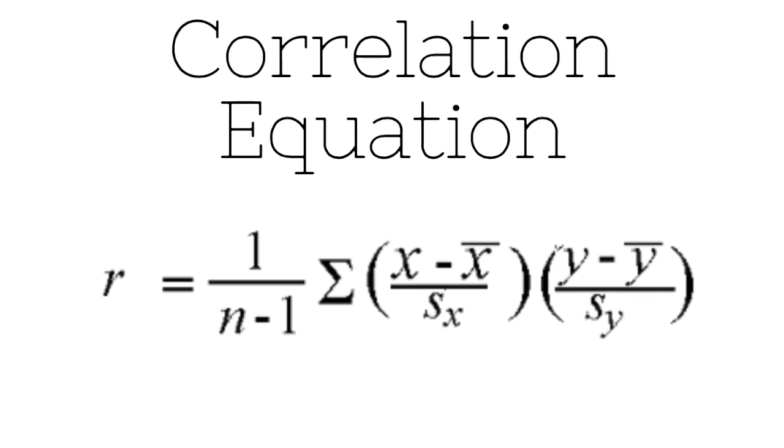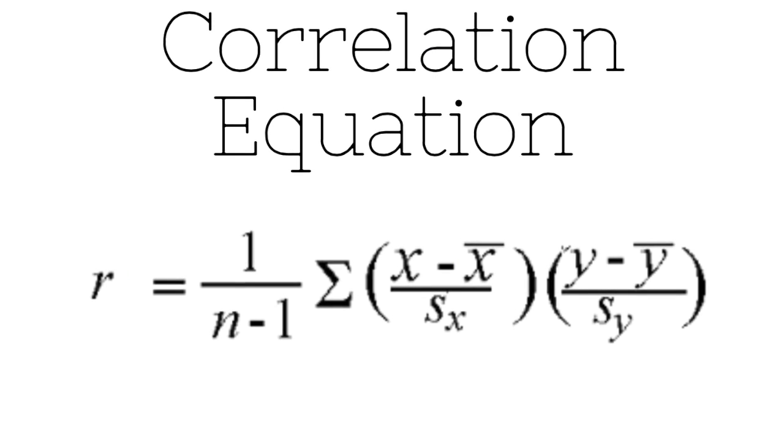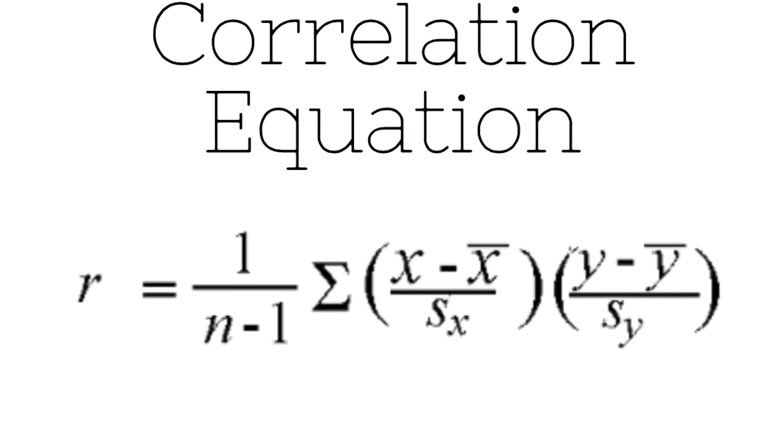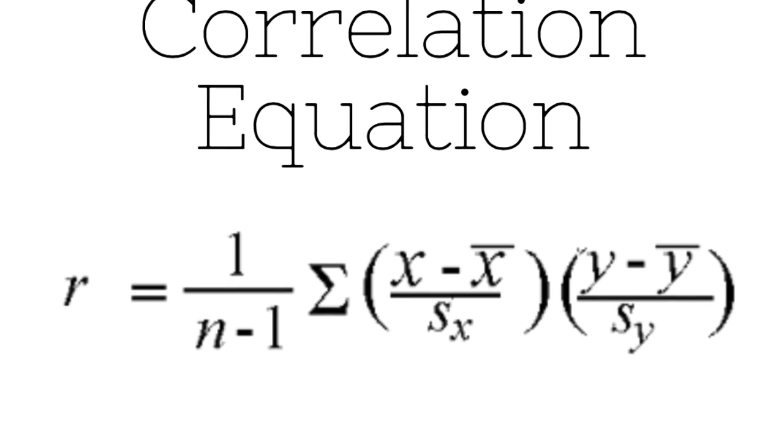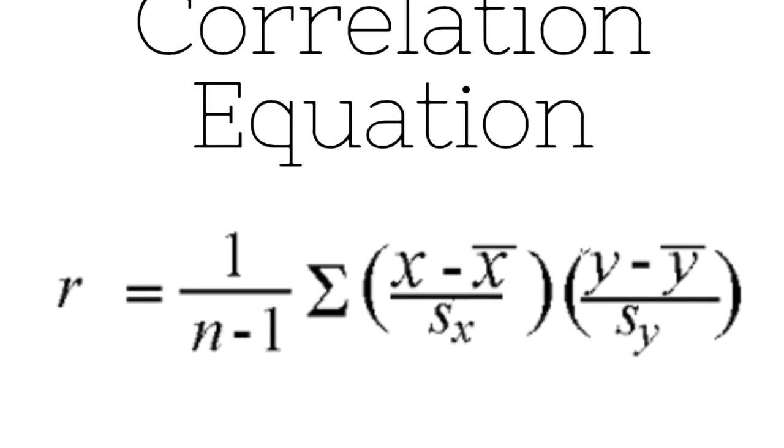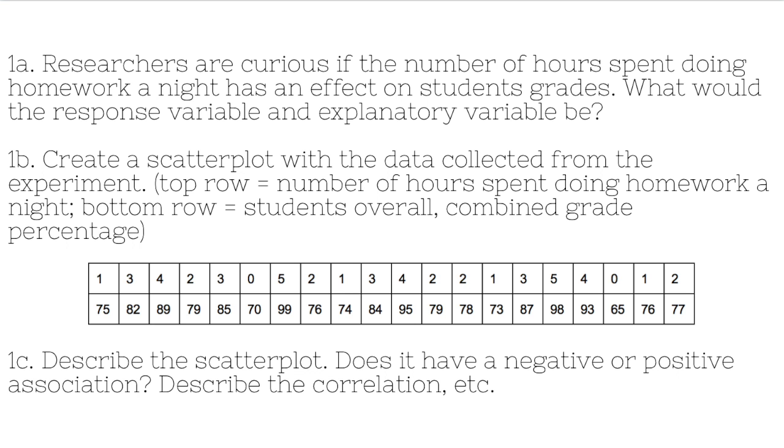Correlation cannot always be determined by simply looking at the graph. When you cannot do so, use the following equation. Now it's time to try it on your own. Researchers are curious if the number of hours spent doing homework a night has an effect on students' grades. What would the response and explanatory variables be?